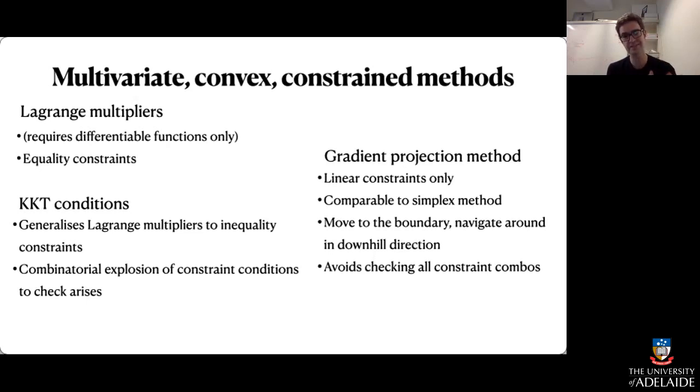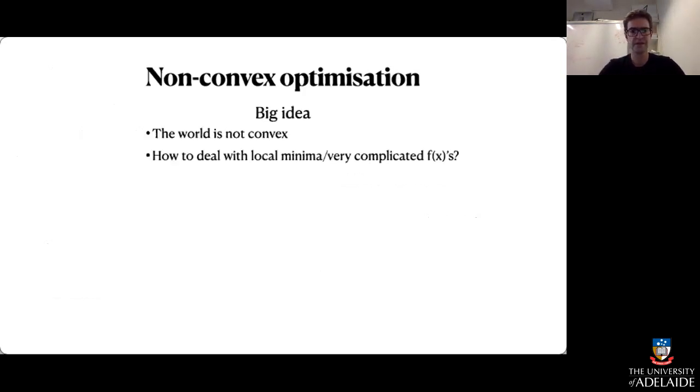So we limited ourselves to linear constraints there, just to make the math easier. But we ended up with an algorithm that's reminiscent of the simplex method, right? So you move around the boundary in a downhill direction. And it stops us having to exhaustively check all of these constraint combinations, which means we can now do high-dimensional constrained optimization, which is very, very useful in this modern setting. So that's almost it.